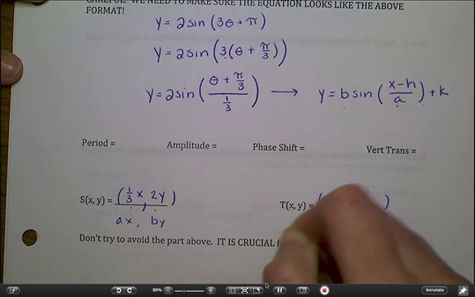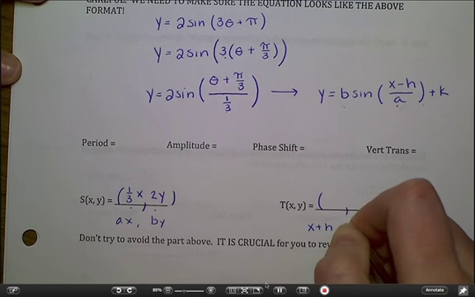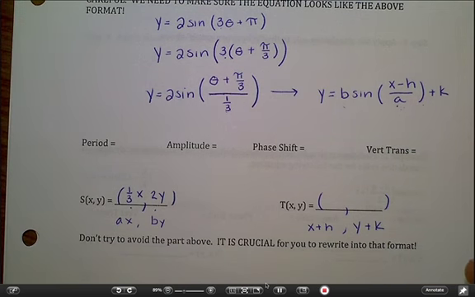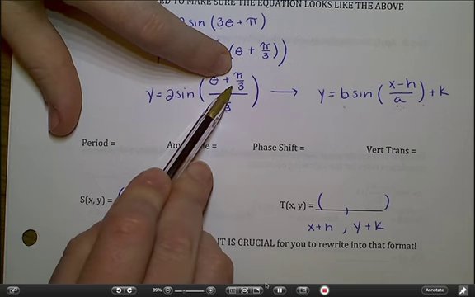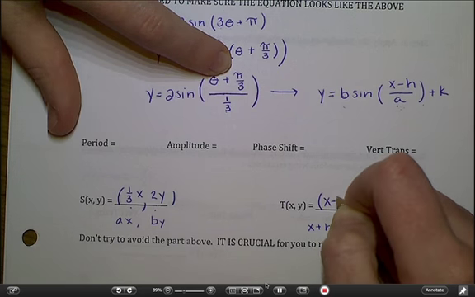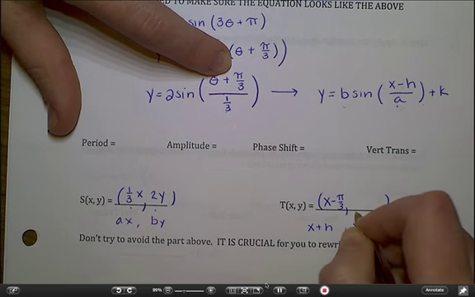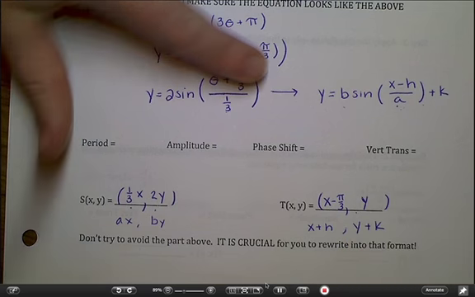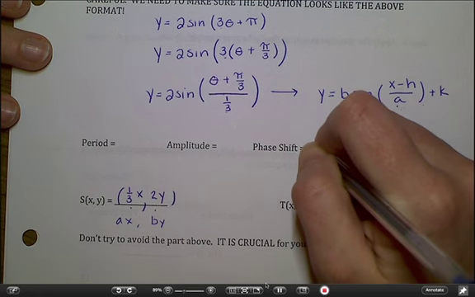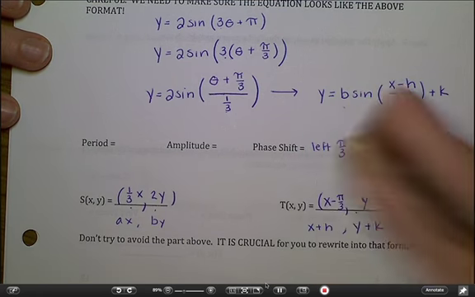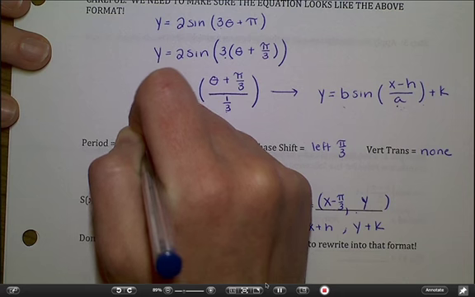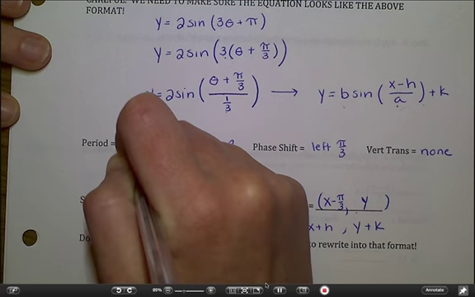The translation rule is always x plus h, comma, y plus k. So here our h value is actually already positive. In the generic form, there's a minus sign there. So just think opposite. That's going to be x minus pi over 3. And then there's actually no k value, so no vertical translation that we have to worry about. I'll go ahead and write none here. Your phase shift is left pi over 3. Your amplitude is 2. The period's going to be 2 pi times 1/3, which equals 2 pi over 3.